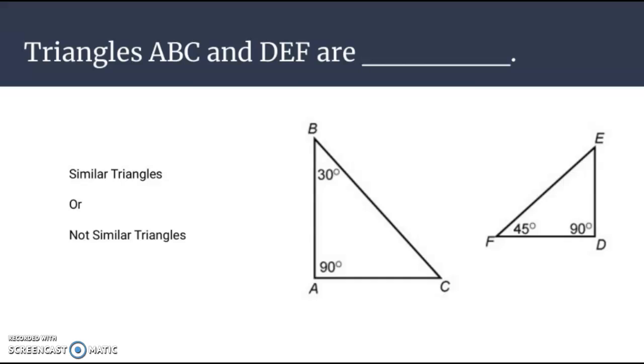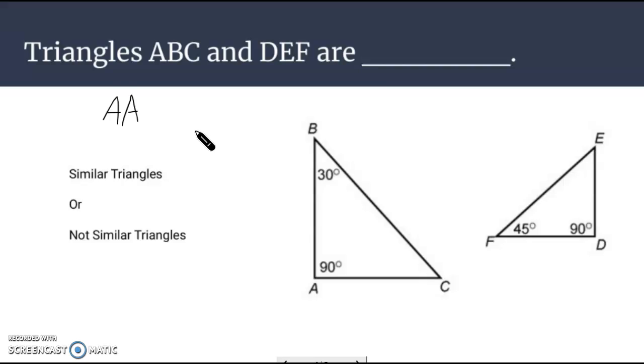Welcome back, everybody. In this video we're going to be talking about the angle criterion to determine similarity, also known as the AA criterion. The AA criterion states that if you have two pairs of angles that are identical in two triangles, then that is enough to determine that the two triangles are at least similar, if not congruent.